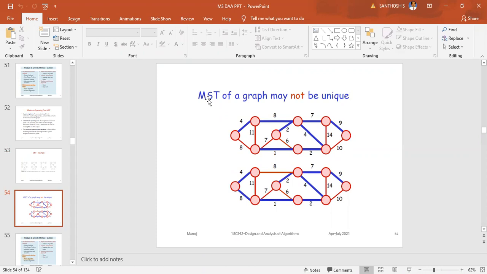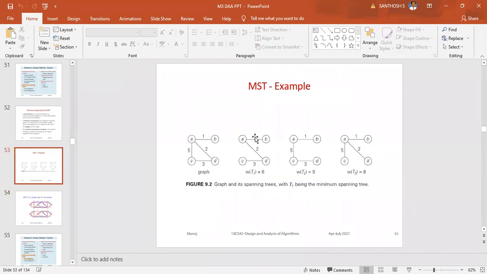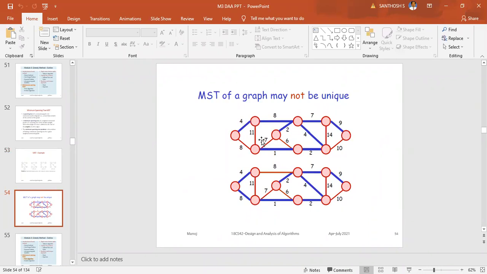How to find the minimum spanning tree? Understand this carefully. We shall find the minimum edge from each node. How many vertices are there in this particular diagram? Yes, you have to answer in the chat box. This is diagram 1, this is diagram 2. In diagram 1, how many vertices are there?